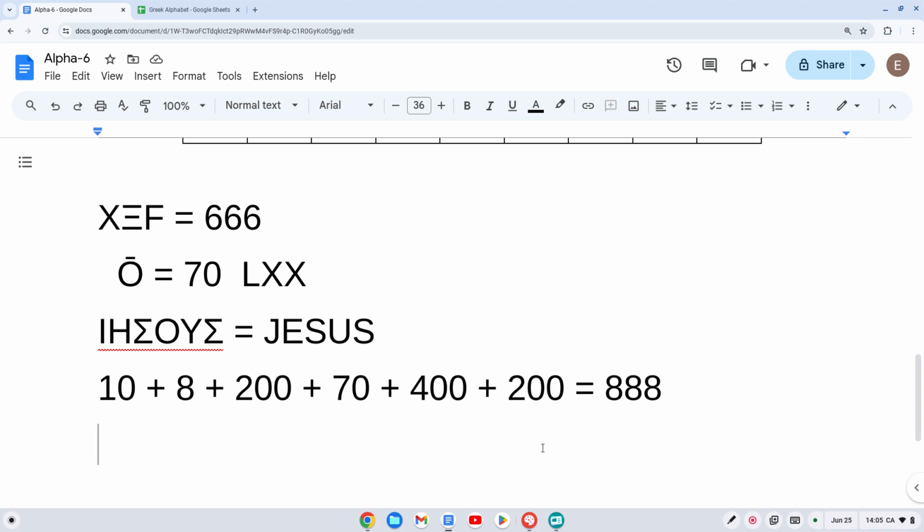Okay, that's it for this lesson. Next one I'm going to talk about uppercase Greek letters versus lowercase Greek letters. Okay, that's it. Bye for now.